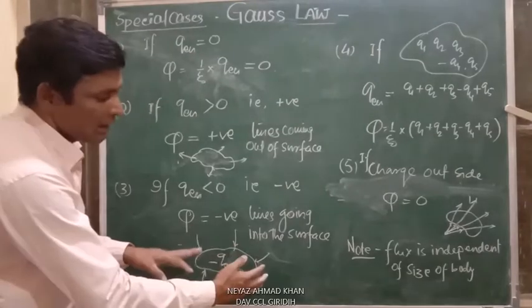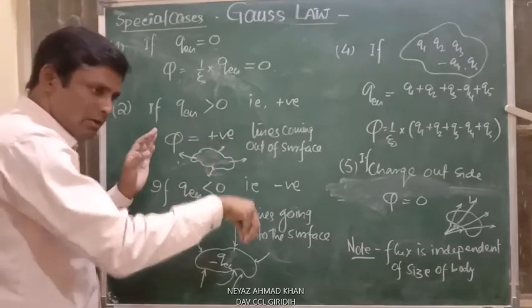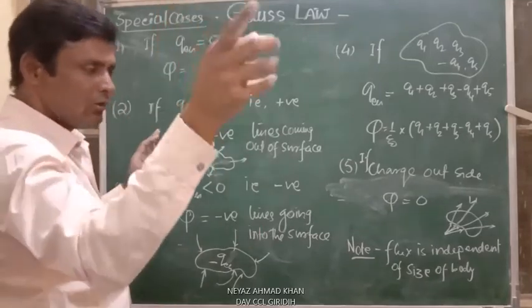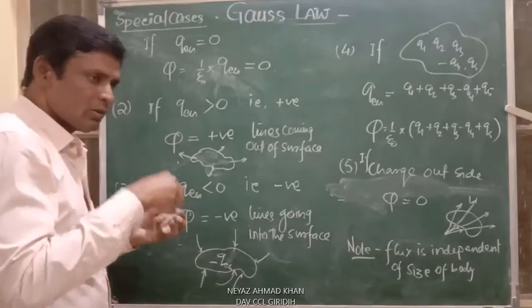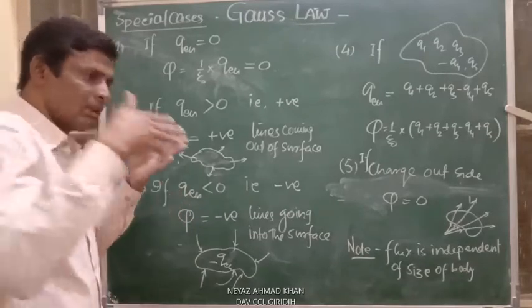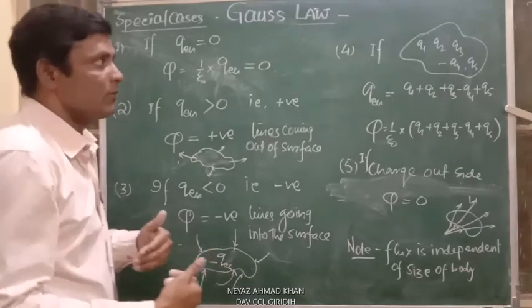So this is called negative flux, and this is called positive flux. When the charge enclosed is positive, lines must be going out, and it is called positive flux, and if the charge enclosed is negative, the lines must be going inward, and that inward flux is called negative flux.